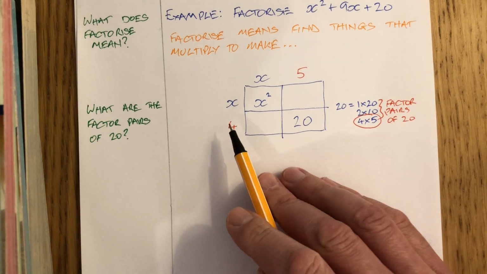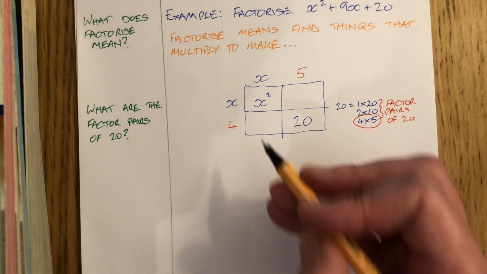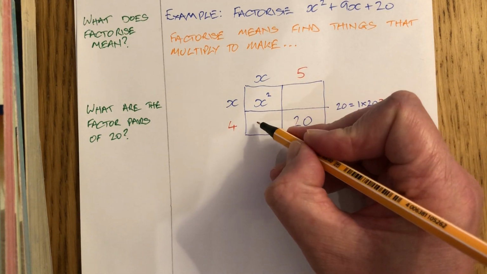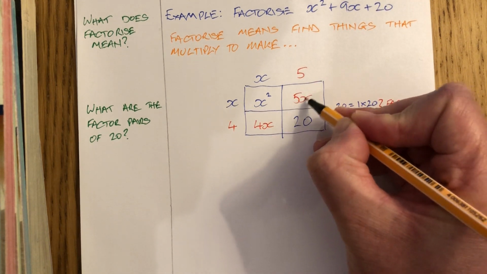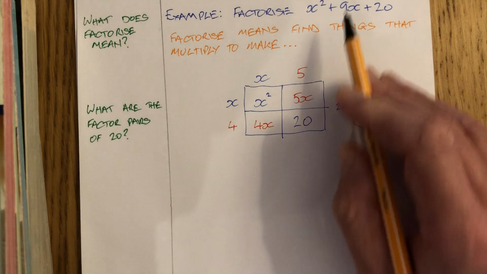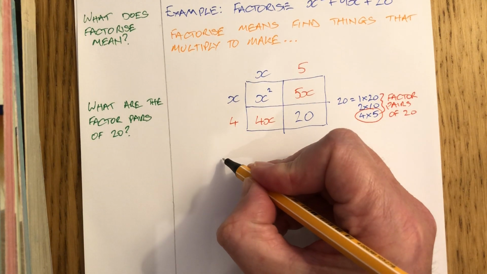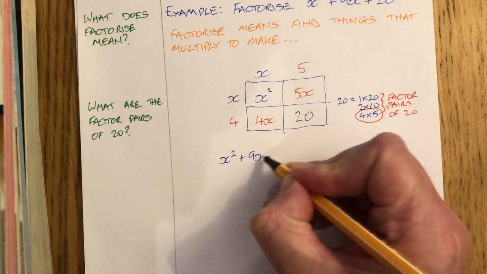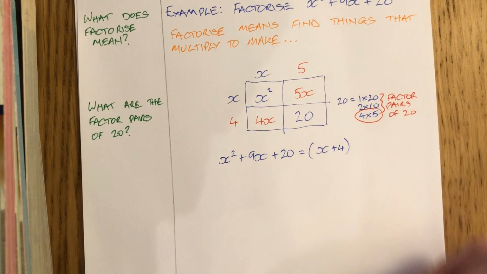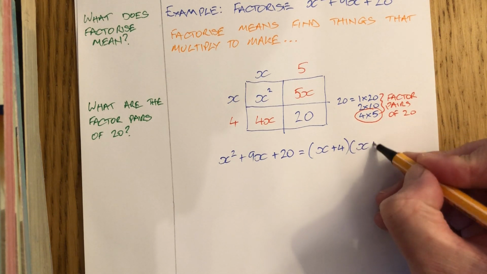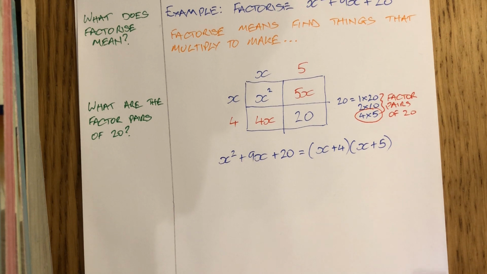Doesn't matter if you've put 5 here and 4 here, that's perfectly fine. So here I've got 4 times x, and here I've got x times 5, and these then would add up to make 9x, and we're just about there. So x squared add 9x add 20 is x add 4 in brackets times x add 5 in brackets, and again, if they're the opposite way round, that is not a problem.